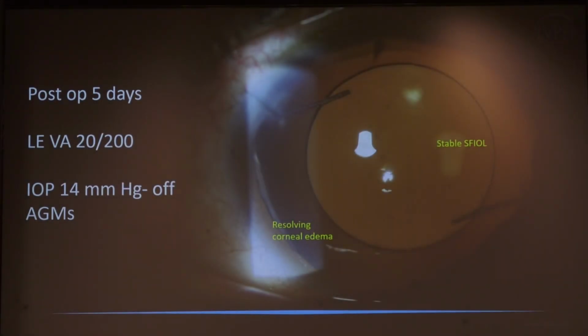Here is a post-operative picture at 5 days of the left eye. You can see the stable SFIOL in the patient and resolving corneal edema. The visual acuity was 20/200 with an intraocular pressure of 14 millimeters of mercury off any AGMs.